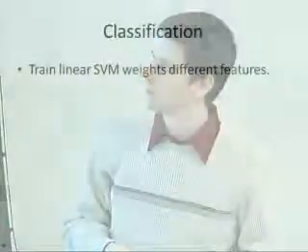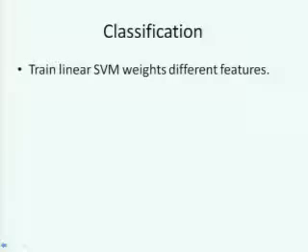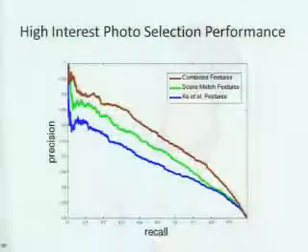I don't allow photos from the same photographer to appear multiple times. So I already went over the problems. We have a test set, and we use just a linear SVM to find weights for those different features I showed you earlier. And here are the results.